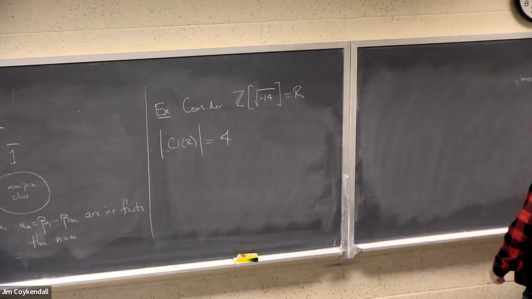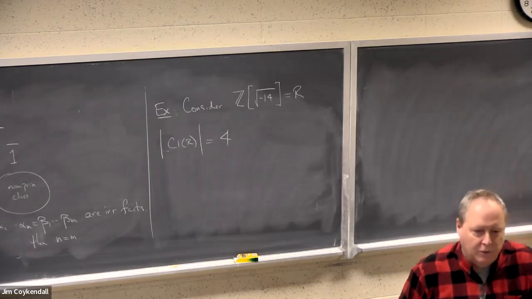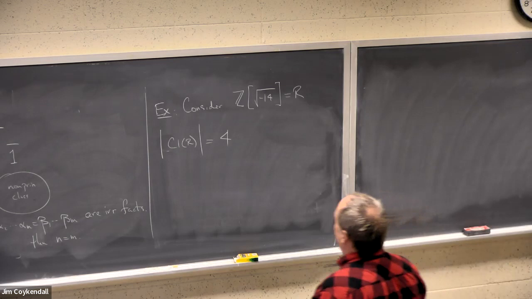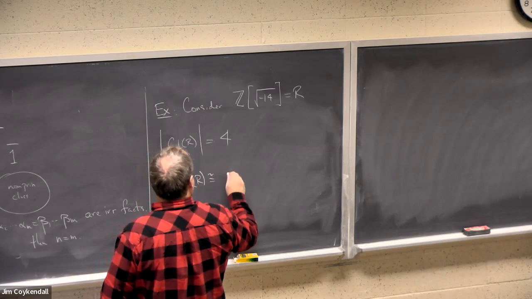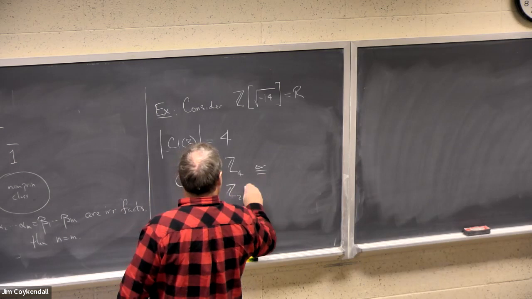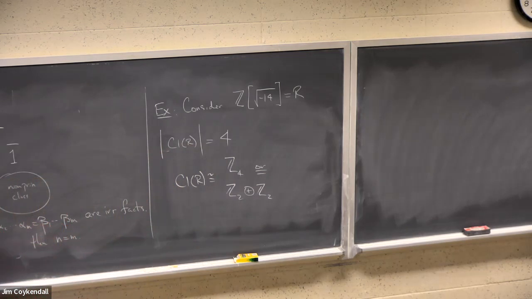If you take that statement at face value, that the class number is 4, what are my choices for the class group? We've got two choices. It could either be cyclic of order 4, or it could be the elementary abelian group Z2 plus Z2, one of those two. Anybody know which one it is?